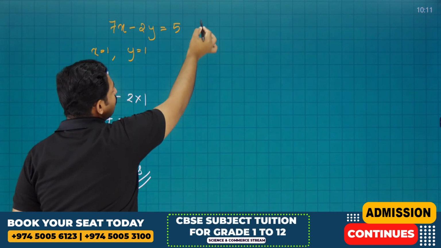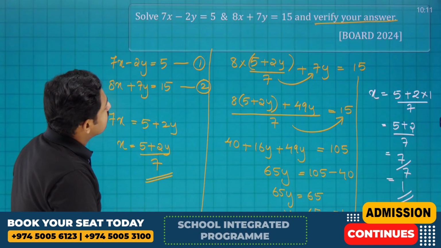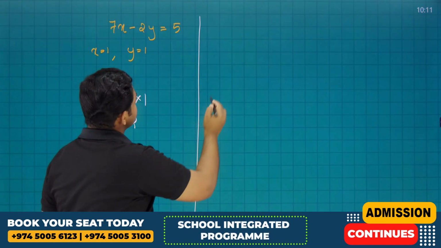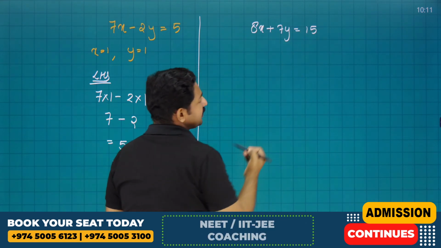And also we can use the second equation. At the same time, we can use the second equation also. What is the second equation? 8x plus 7y is equal to 15. So the second equation is 8x plus 7y is equal to 15.